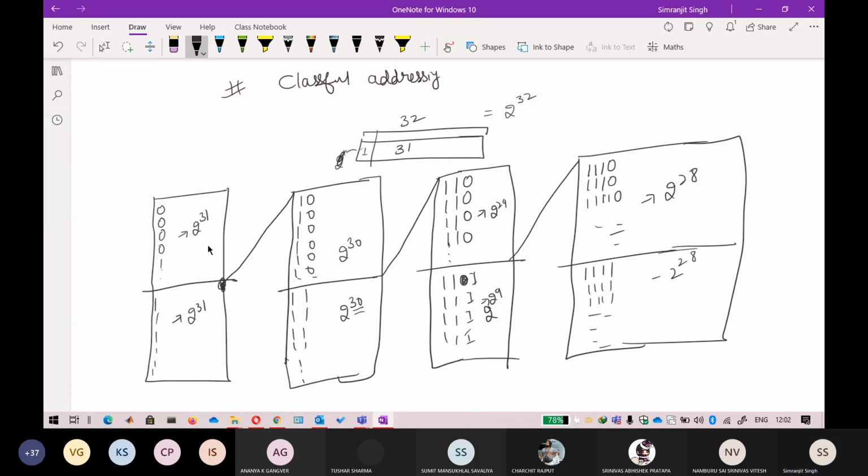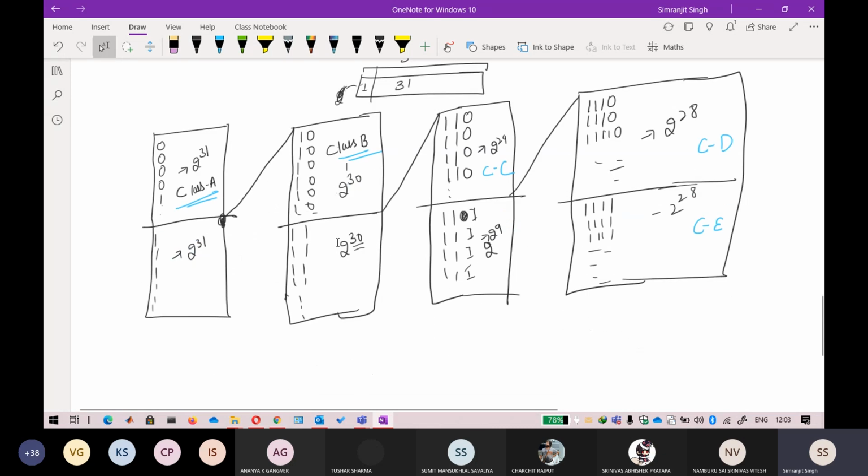Now how can you identify the class? This is referred to as your class A addresses, this is your class B addresses, this is your class C addresses, this is referred to as class D, and this is referred to as class E. So in total there are five classes: A, B, C, D, and E. Okay, so now from this I definitely know two things.